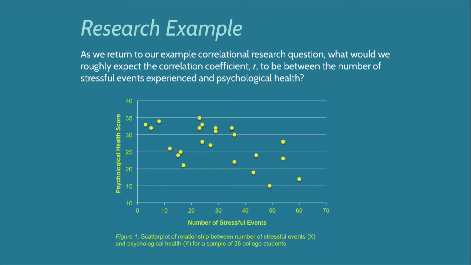What about the strength of the relationship? While the relationship is not perfect, there does appear to be a moderate to strong association between the two variables. As a result, we may expect the correlation coefficient to be around an R equal to negative 0.50. And in fact, when we calculate the correlation coefficient for this research example, we would find it to be negative 0.53. Next, we'll show you how we would calculate this correlation statistic.